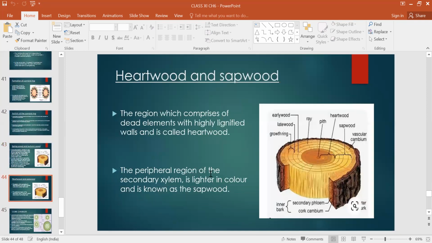Now, let us talk about heartwood and sapwood. The region which comprises dead elements with highly lignified wood is called the heartwood. And the peripheral region of the secondary xylem, which is lighter in color, is known as the sapwood. You can even see it in this diagram. The inner part, which is dark, is the heartwood, and the outer part, which is lighter, is the sapwood.